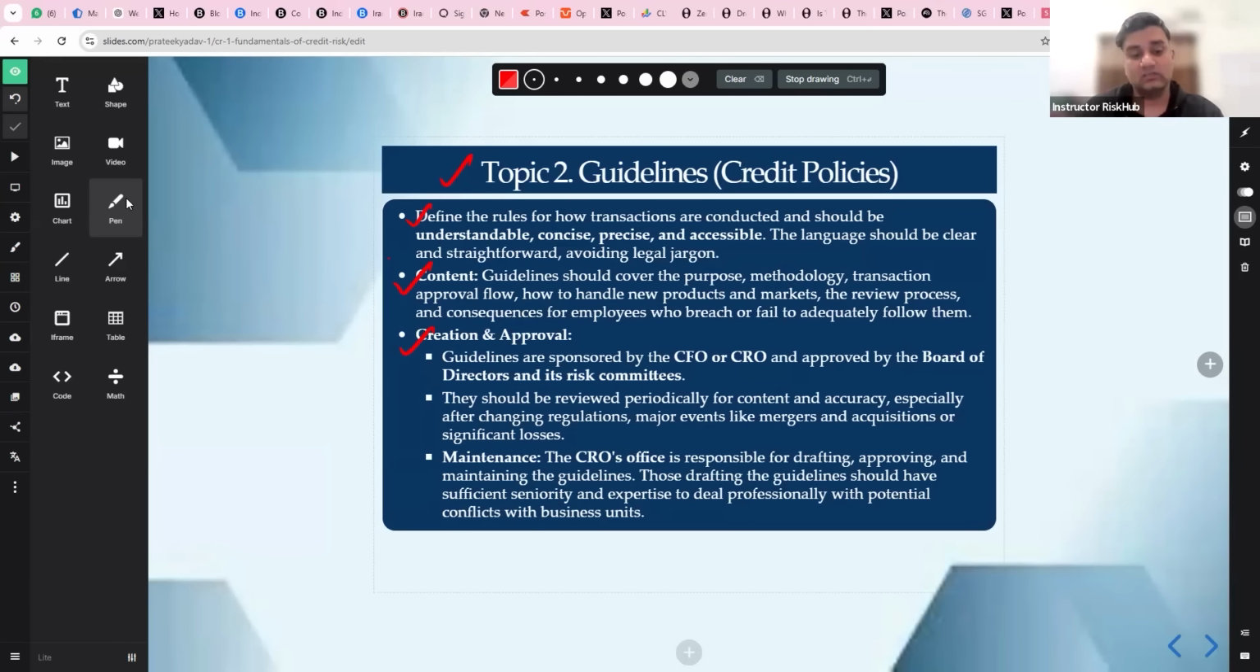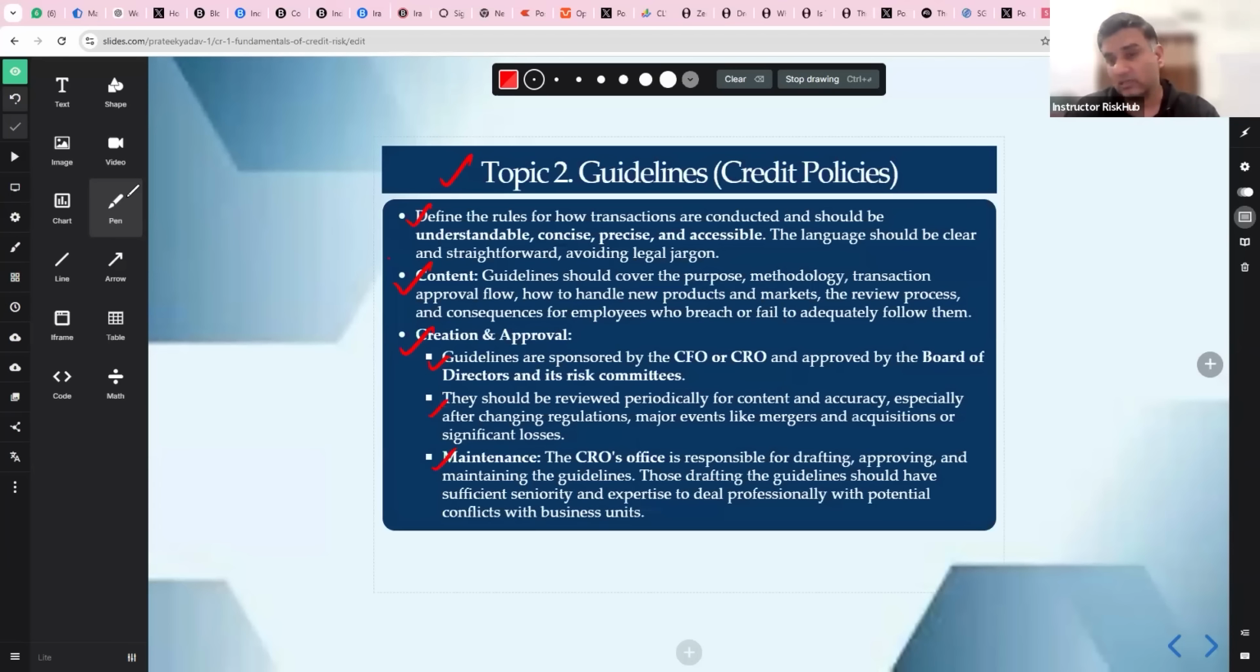You look at new products and markets. Before entering a new geography, a new asset class, a structured product, there must be a new product approval process, right? So very clearly, you should have this. This connects to your model risk, your operational risk, and your reputational risk, and the consequences of breaches. If someone violates your policy, is there escalation, is there disciplinary action? This connects to your risk culture, your compensation risk, operational risk control.